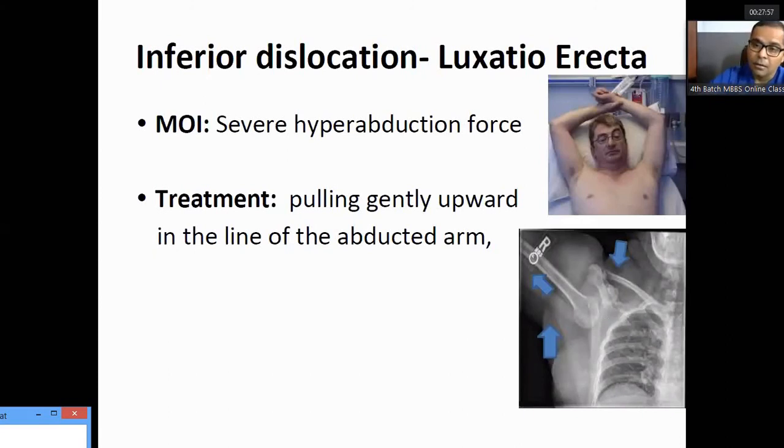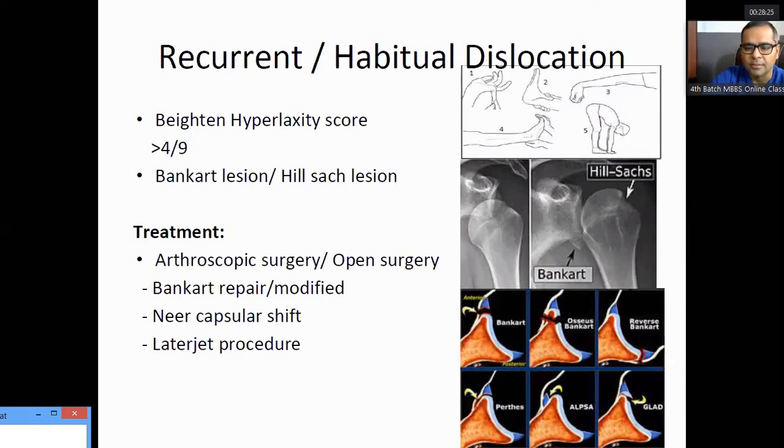And you as a medical officer, when you finish your MBBS and while posting in the emergency, you all should know how to reduce the anterior shoulder dislocation. I suggest you go on YouTube. There are plenty of videos. You can see the videos and learn how to reduce the shoulder dislocation. It is a common orthopedic problem you see in the emergency.